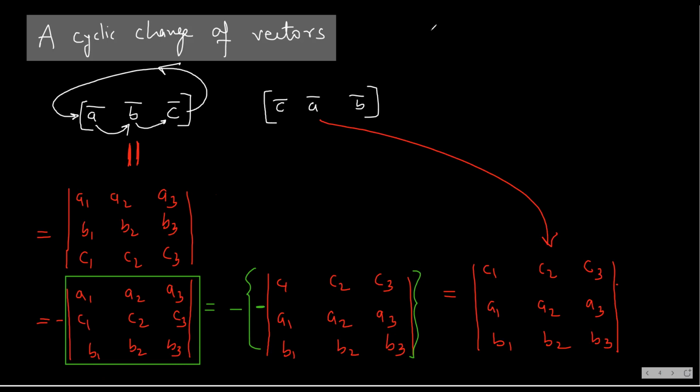So here I establish the relation that when there is a change in vectors in cyclic order, the value of the scalar triple product remains the same. You have A bar, B bar, C bar. You changed these vectors in cyclic order, so the value will remain the same. These two are equal. I'll give you one more example.